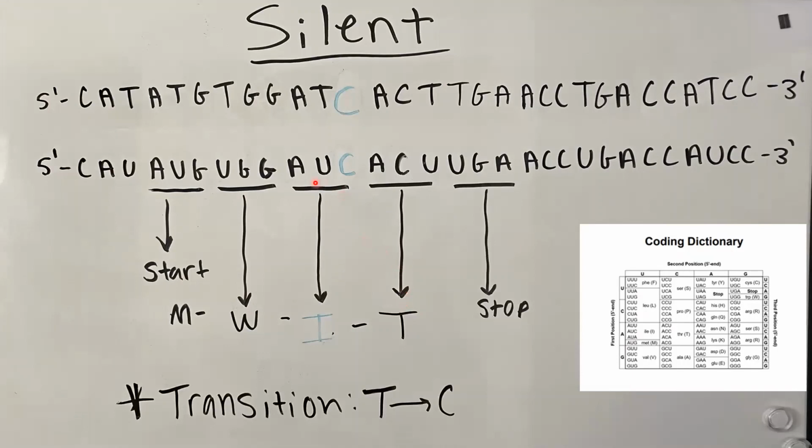Now we have a silent mutation. And a silent mutation, all it does is it changes one of the bases in the DNA sequence in the mRNA, but it will still code for the same exact amino acid. So we had a transition mutation that started with a T and changed to a C, but it still codes for the same protein, not affecting the amino acid protein strand.